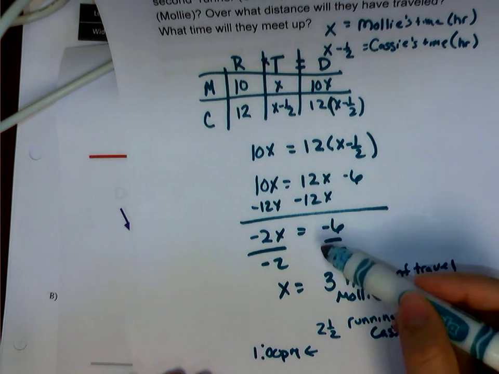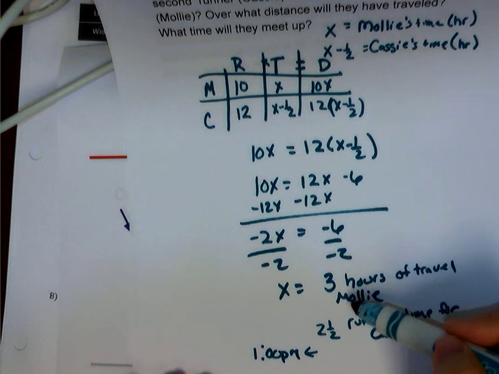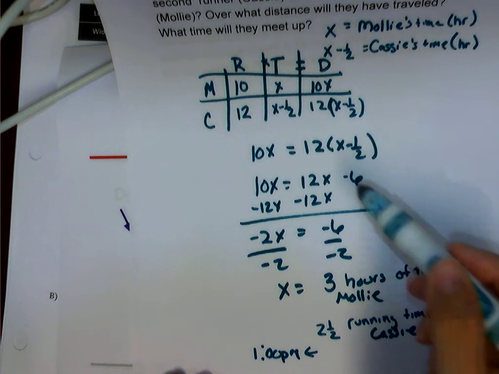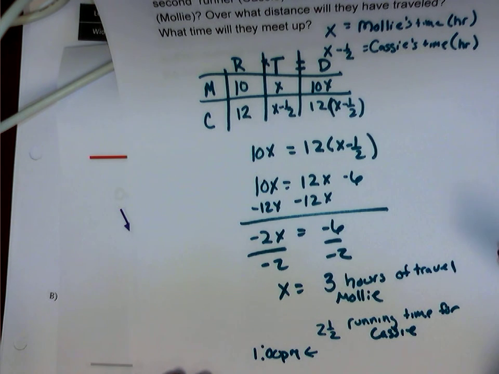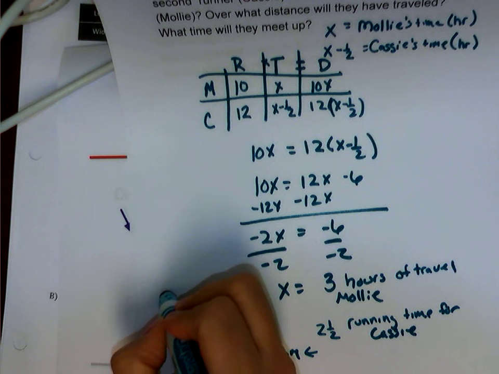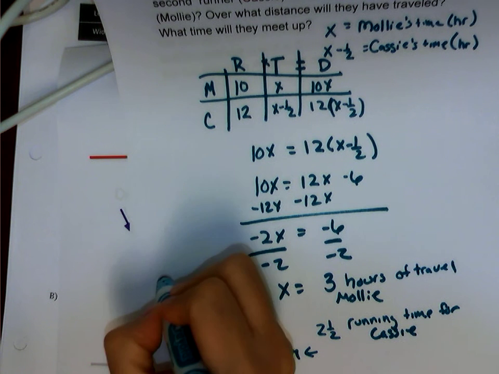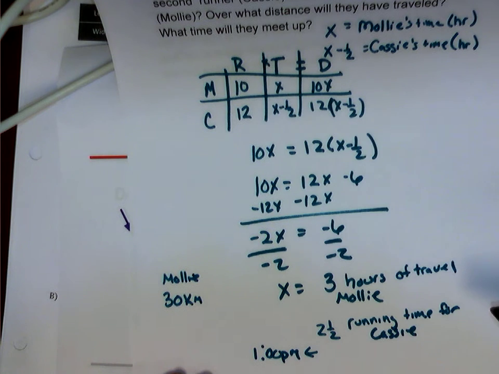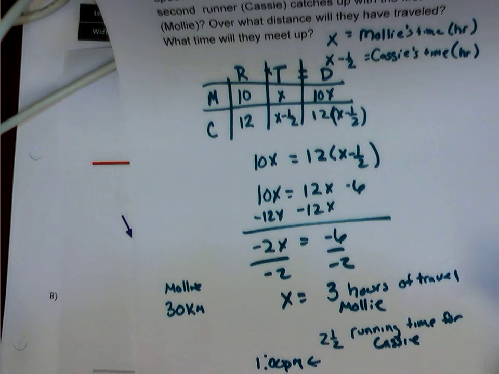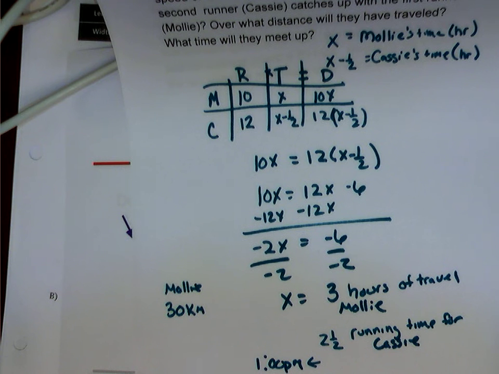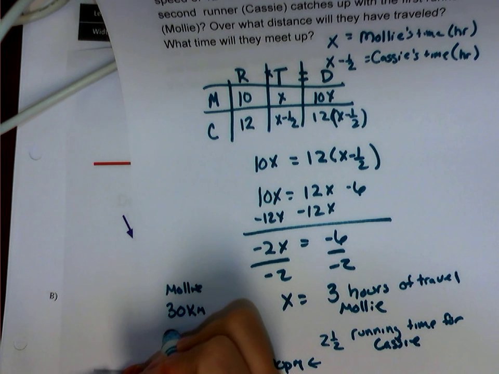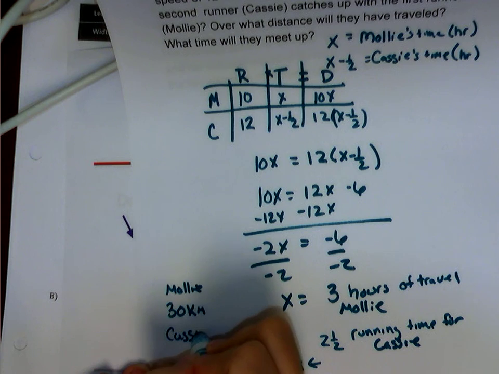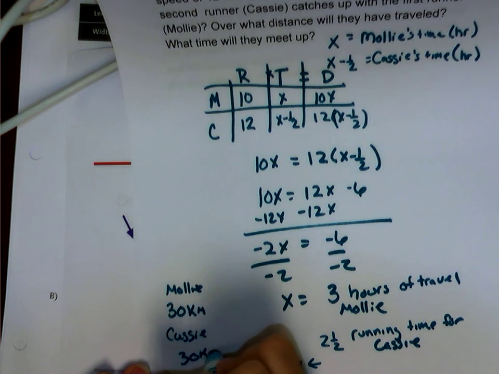And if I go back and look at Mollie's rate, since Mollie traveled 3 hours at 10 kilometers per hour, Mollie covered 30 kilometers, right? Mollie covered 30 kilometers. Well, if you take 12 and multiply it by 2.5, guess what you get? You get 30 kilometers for Cassie. So that is a great check to make sure we did our problem correctly.